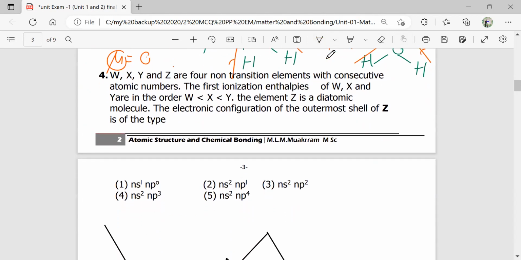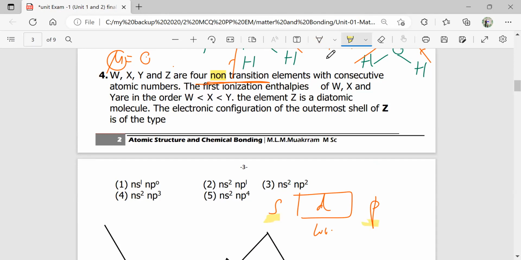W, X, Y, Z are 4 non-transition elements. Non-transition means it is not a d-block element. I think you may know this block. The d-block is between s and p, a block of 10 elements we call the transition elements. These are not transition or d-block elements. Non-transition can be either s-block or p-block.